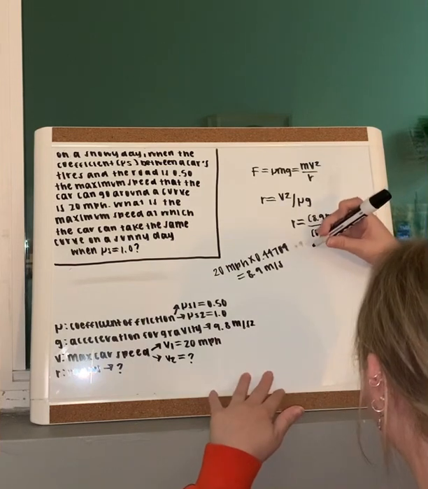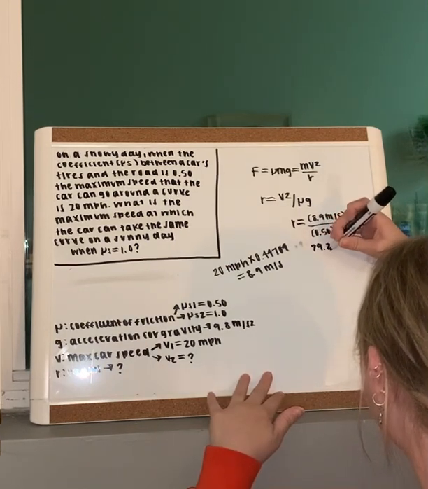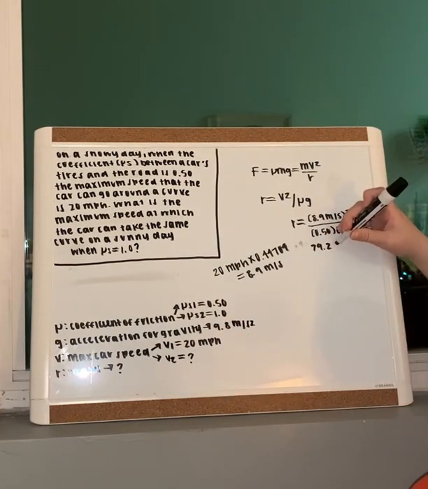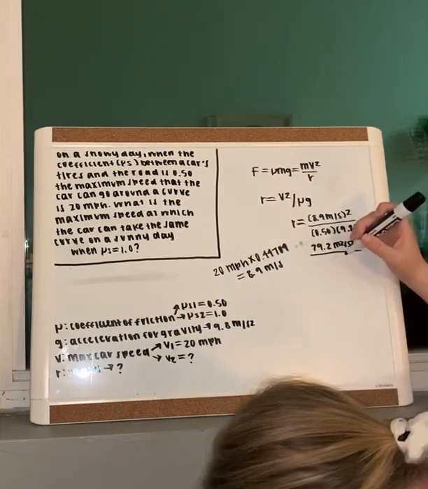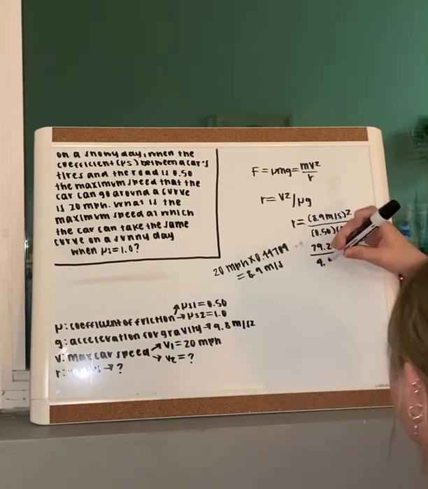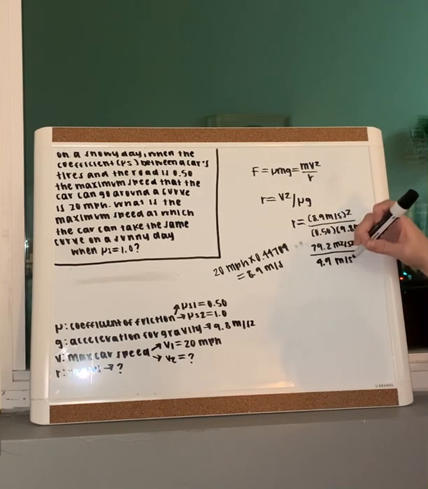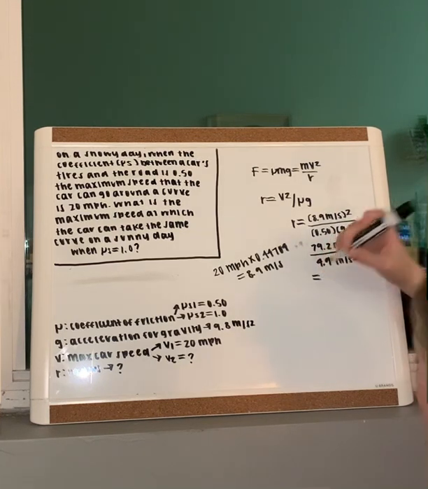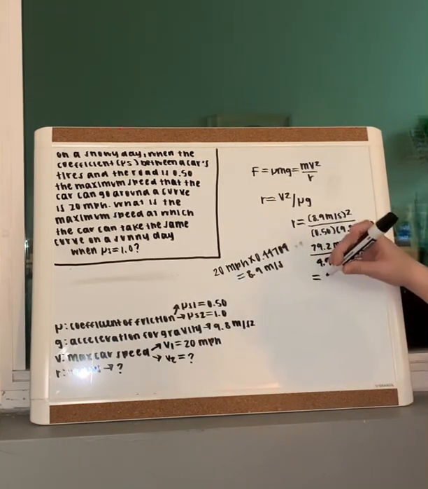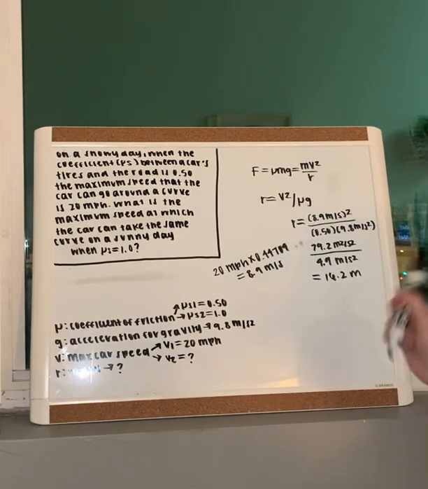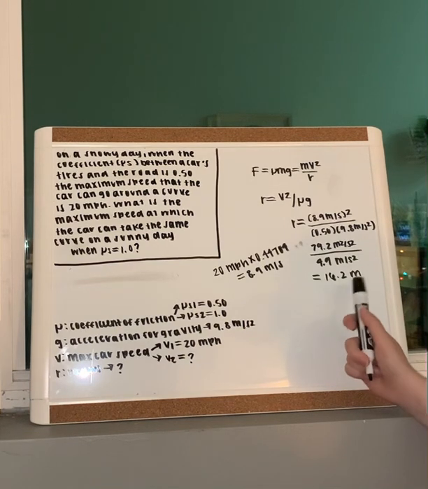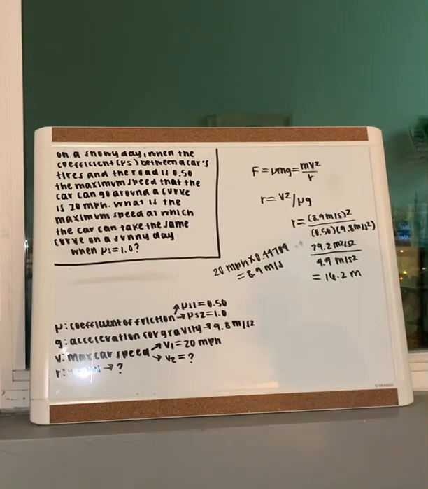Once we square this value, it's going to become 79.2, then it's meters squared over second squared, over 4.9 meters over second squared. And once this is converted, it's going to become 16.2 meters. So this is going to be our radius value, which we will use now to figure out what the maximum car speed was on that sunny day.